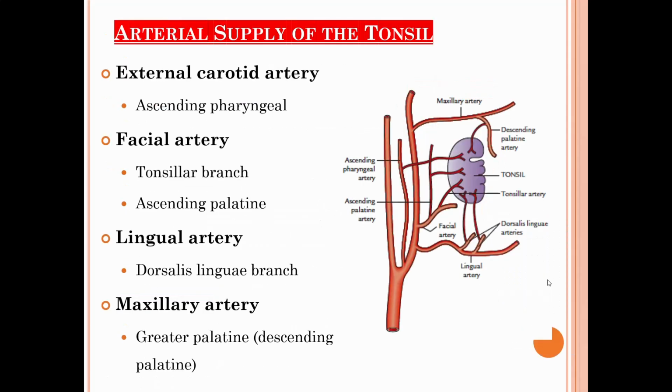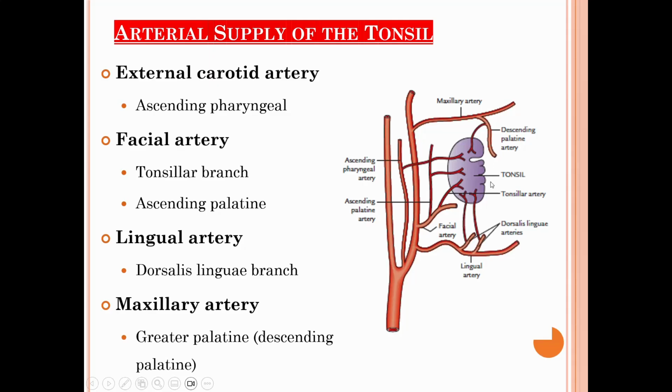What are the arteries supplying the tonsil? So as you know already, the ascending pharyngeal, the only medial branch from the carotid artery. Then there is the facial artery, which is giving these two branches in the neck, the tonsillar branch and the ascending palatine branch. Then there is the lingual artery, which is giving the dorsal lingual branch, which will supply the tonsil also. And from the maxillary artery, remember the third part of the maxillary artery, so in that the greater palatine artery will give one branch that is known as the descending palatine, that also will supply the tonsil. So you can see all the branches.